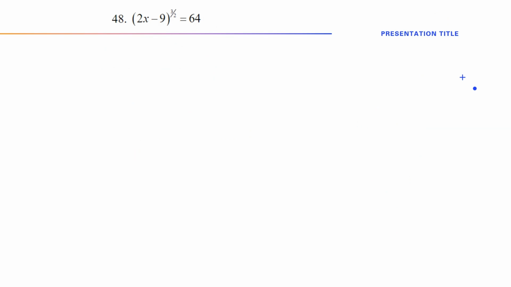Number 48. When we have the exponent as a fraction, remember a to the power m over n, we can rewrite that as the nth root of a to the power m, or equivalently the nth root of a to the m.